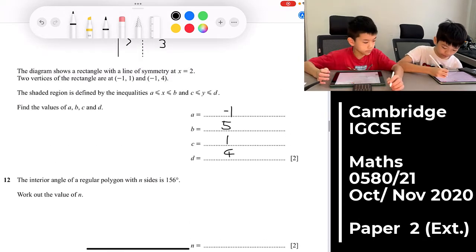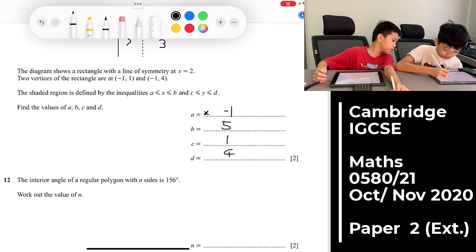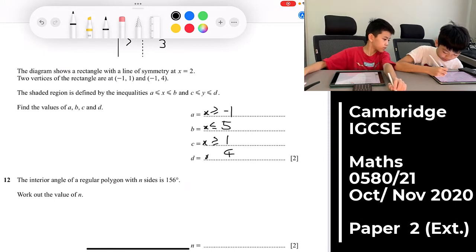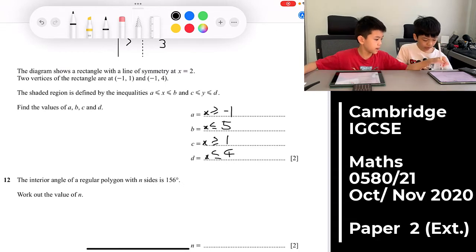Okay, A is like this, X is bigger, and X is smaller, X is bigger, X is smaller.